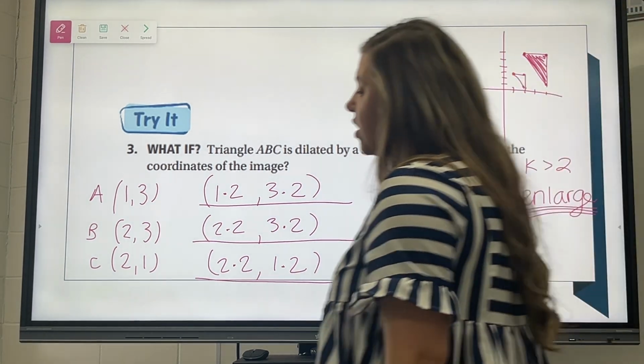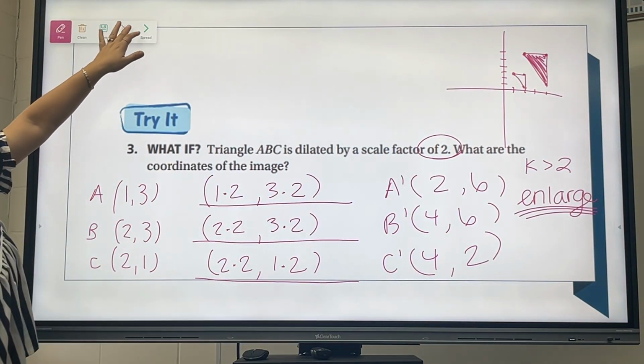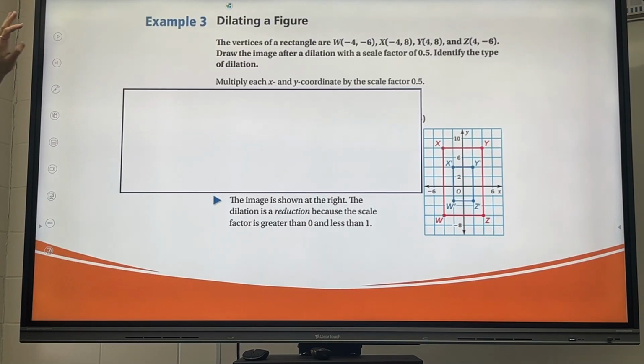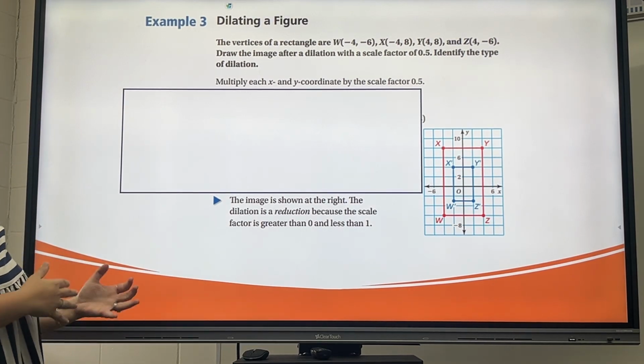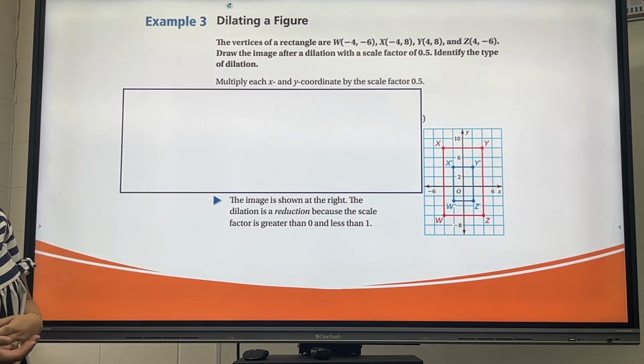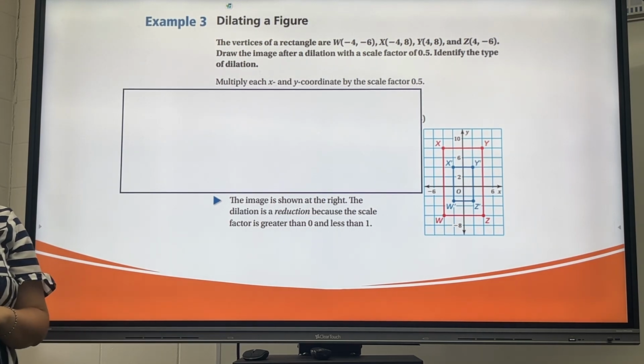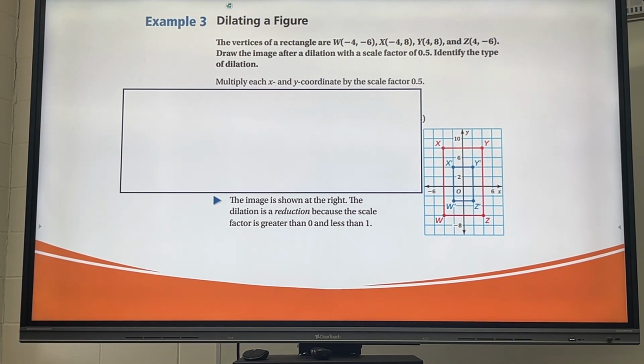Okay? So then let's look at another example here. The vertices of a rectangle are W, X, Y, and Z. Draw the image, the new one, after a dilation with a scale factor of 0.5 and identify the type of dilation. So this involves some math and some thinking here.